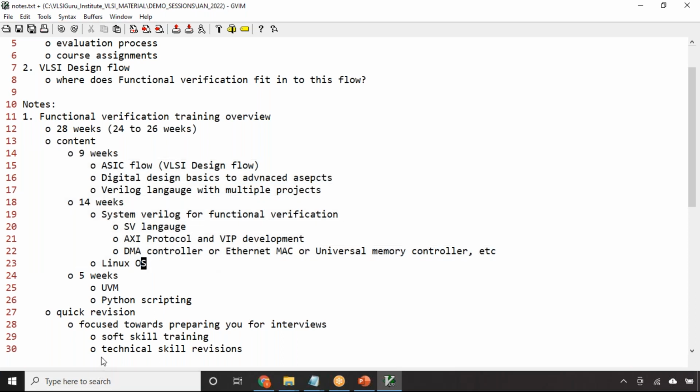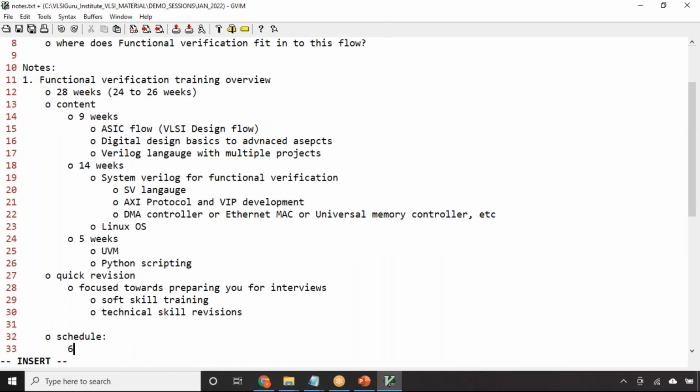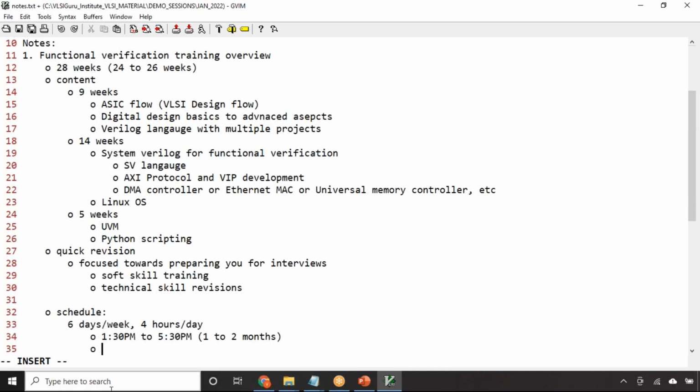During this period, what is the schedule? We will have 6 days per week, roughly 4 hours per day. That is generally based on the request of the majority of the people. There are some people who have a request to do it from 1:30 p.m. to 5:30 p.m. For the initial 1 to 2 months we will follow that schedule. Later we might switch to a different timing. It can be either 9 a.m. to 1 p.m. or 1:30 p.m. to 5:30 p.m. One of these schedules will be followed throughout this course.